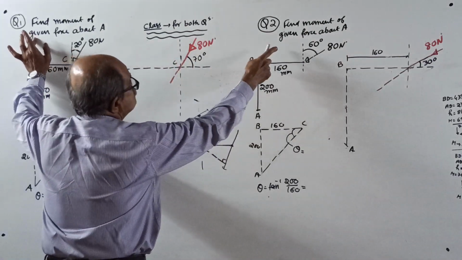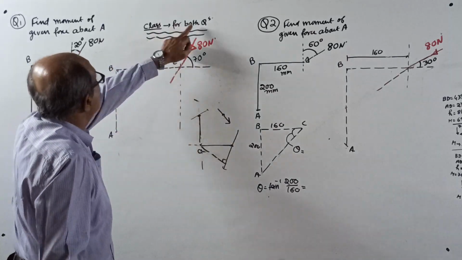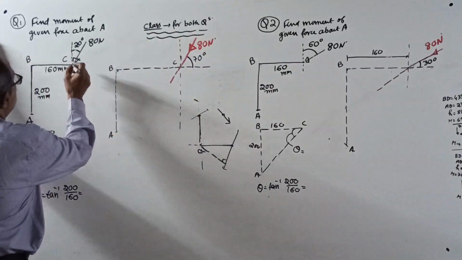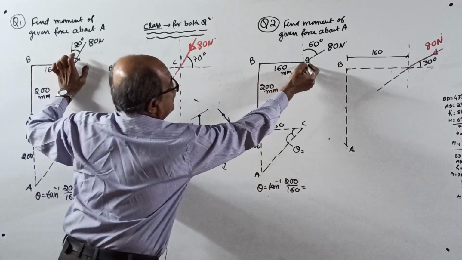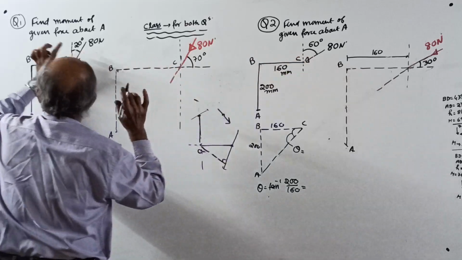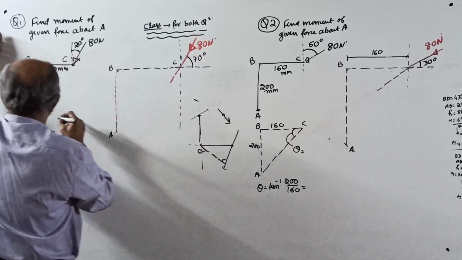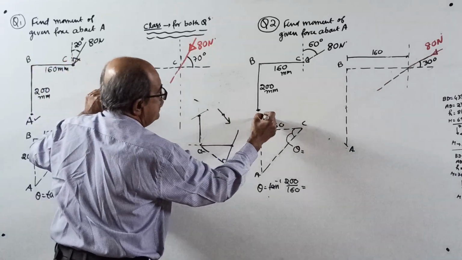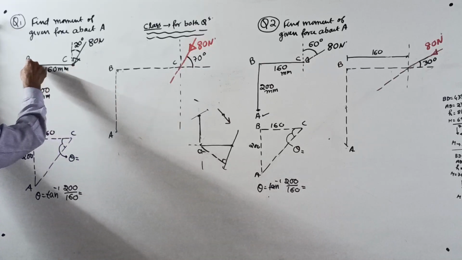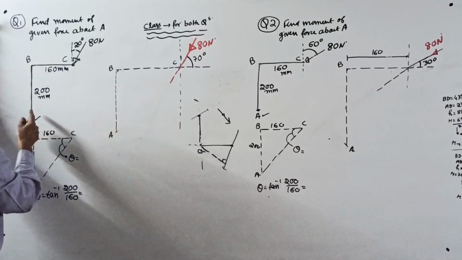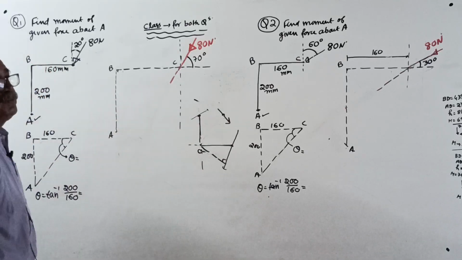Question 1, question 2. For both the questions, make a note. Class, for both the questions, you know a point C through which the force is passing. Here also, point C through which the force is passing. You want the moment about A. That point C is neither connected horizontally nor vertically directly with the point A. Therefore, problem.